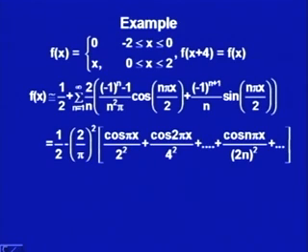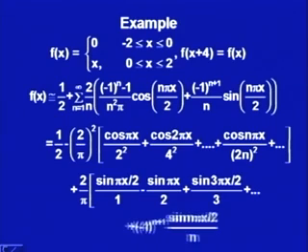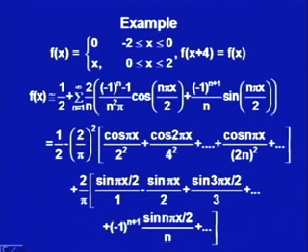pi whole square outside, and cos pi x upon 2 square, cos 2 pi x upon 4 square, and so on, cos n pi x upon 2 n square, and then the sine terms: 2 upon pi times sin pi x by 2 upon 1 minus sin pi x by 2 plus sin 3 pi x by 2, and so on. The nth term in this Bn series would be minus 1 to the power n plus 1 sin n pi x by 2 over n.